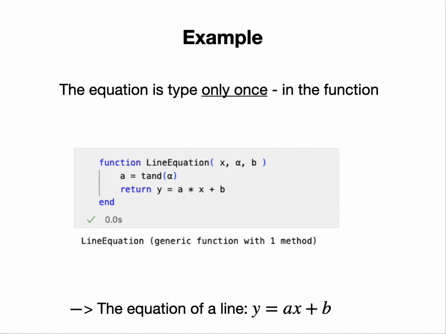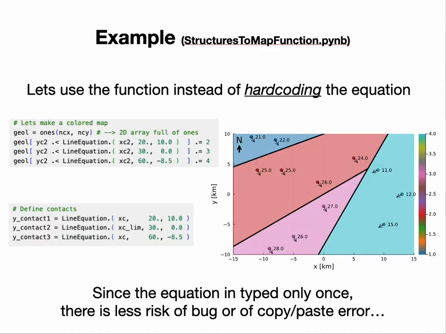The advantage here is that the equation of the line is typed only once. It's typed here. Y is equal ax plus b. It's typed once in this function. And prior to this, we were hard coding the equation of the line 6 times. Now we can simply use our function, and we're sure that we will not make any mistake in the equation of a line. Of course, here it's a bit of an overkill because the equation of a line is a very simple expression, but sometimes you have to deal with very complex expressions. And using a function will really simplify your life.